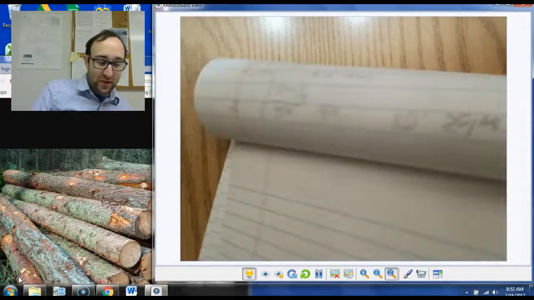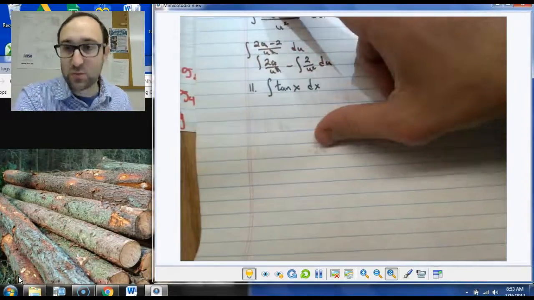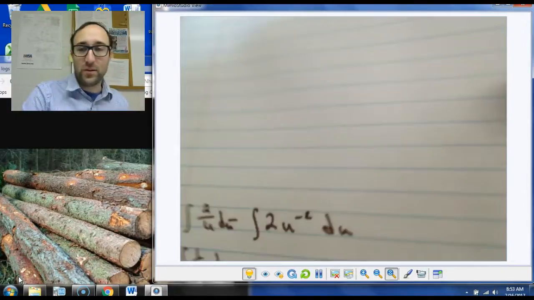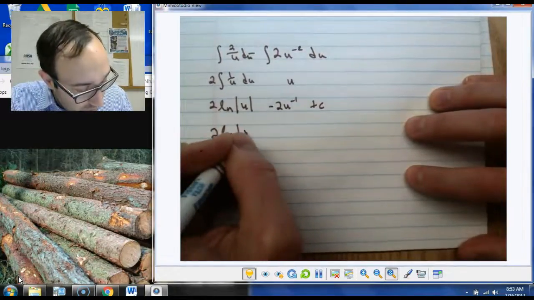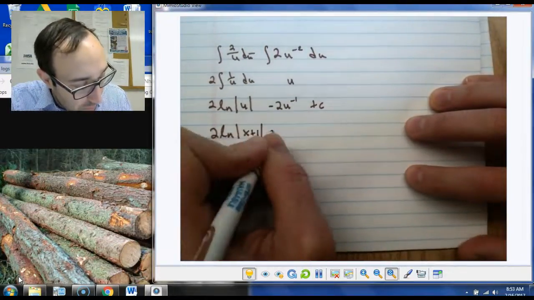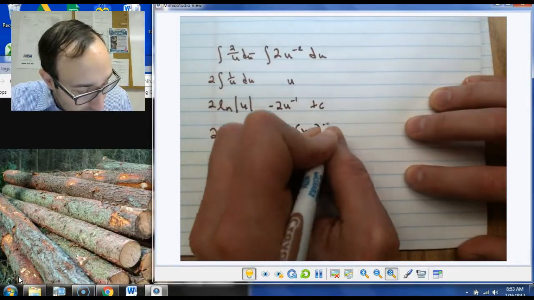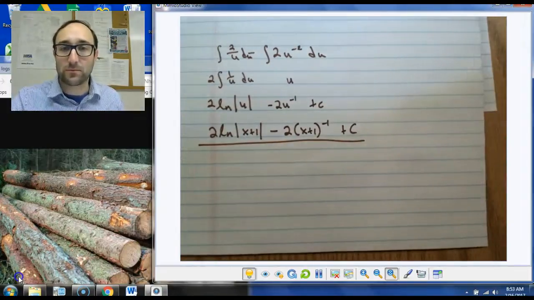Okay, so I think we've got it. Now I just have to remember, what did I say that u was? I said u was x plus 1. So let's just go back and fill in the x plus 1s. We've got 2 natural log absolute value of x plus 1 minus 2 times x plus 1 to the negative first plus c, and that should be our answer.